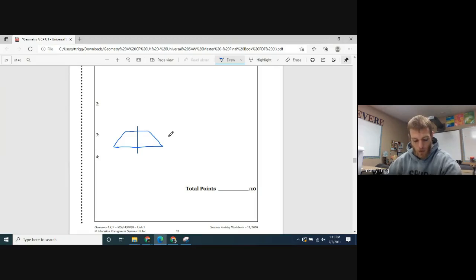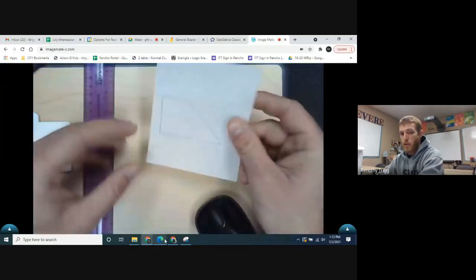Now question 4 says, do all isosceles trapezoids have reflectional symmetry? So do all shapes that are like this one have reflectional symmetry? Yes. If it's an isosceles trapezoid, then we know for sure it will have one line of symmetry. But then number 4 also asks, do all trapezoids have reflectional symmetry? So what if it's not isosceles? What if it's just a regular trapezoid? That would look like this one here.